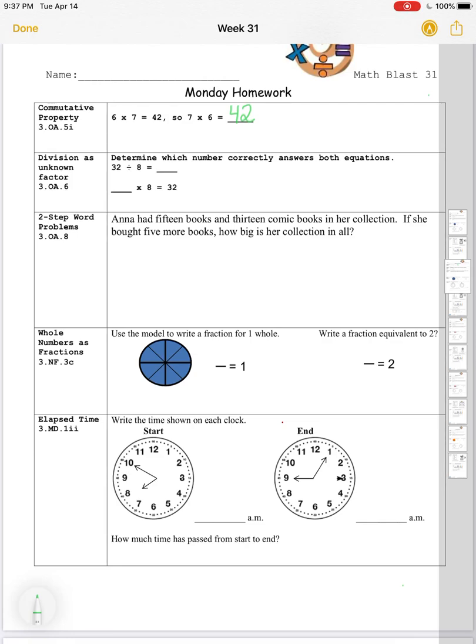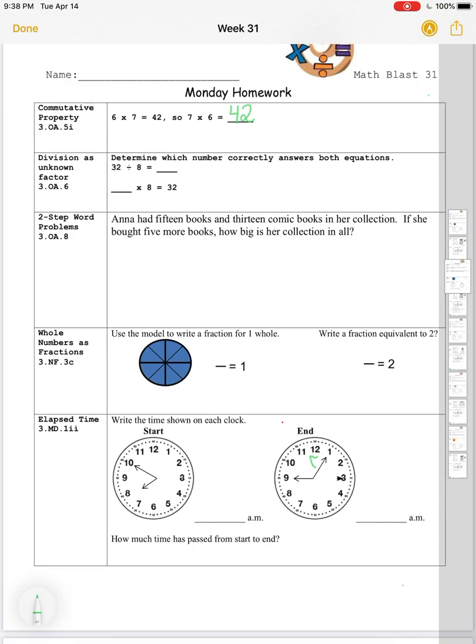Division as unknown factor. Determine which number correctly answers both equations. 32 divided by 8 equals blank, or blank times 8 equals 32. We can make a division problem be an unknown factor problem.